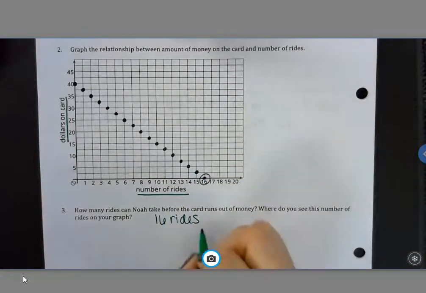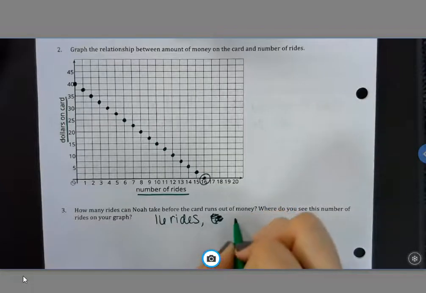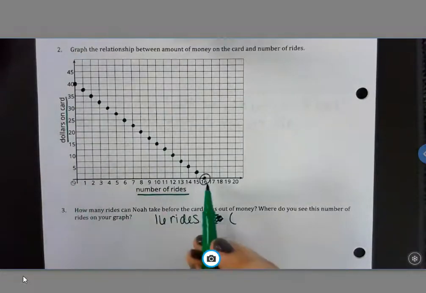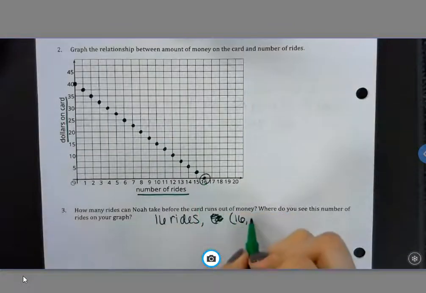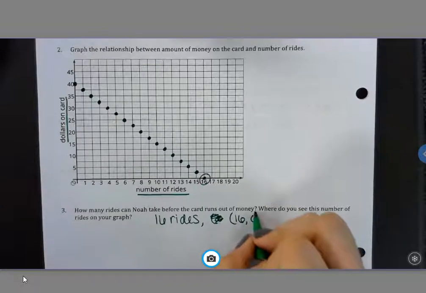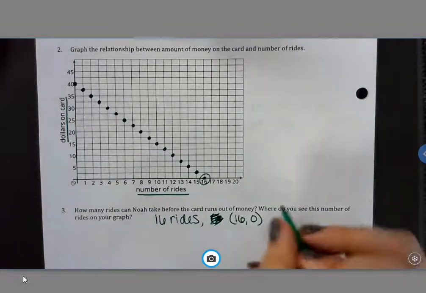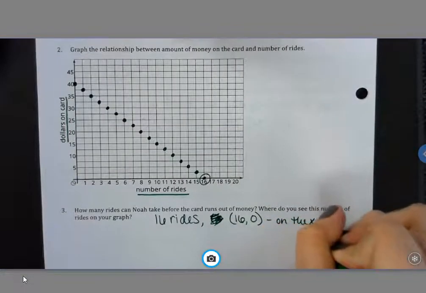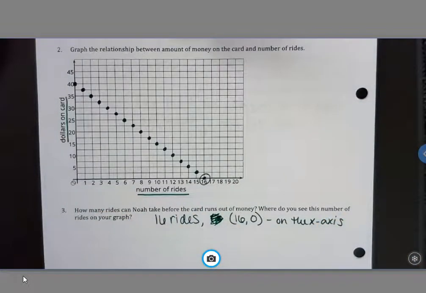So when it says, where do you see this number? Well, we have to tell them where. So we saw it at this point right here. Well, that point is over 16 on the x-axis and up 0 on the y. So that would be at the point 16, 0. Hopefully you notice that is on the x-axis. That's down here on the x-axis.